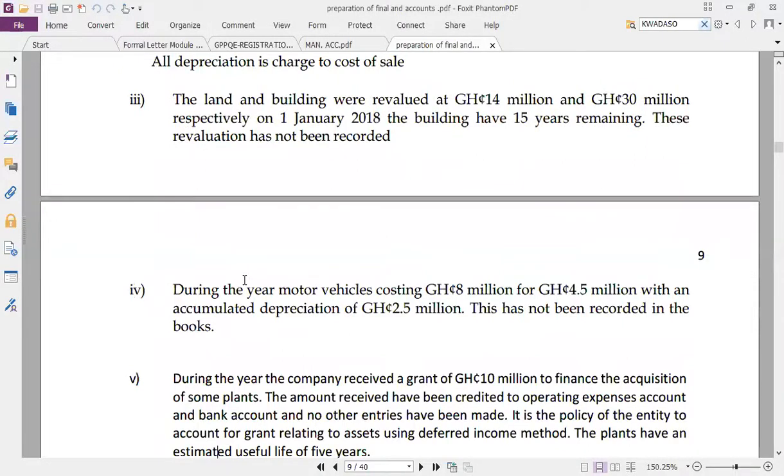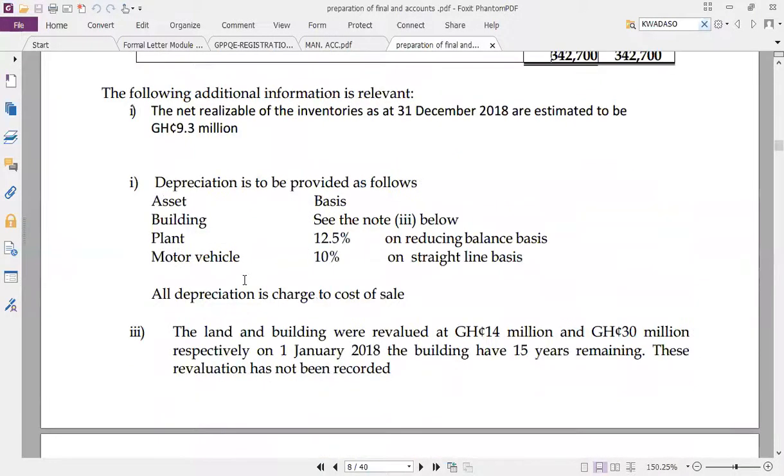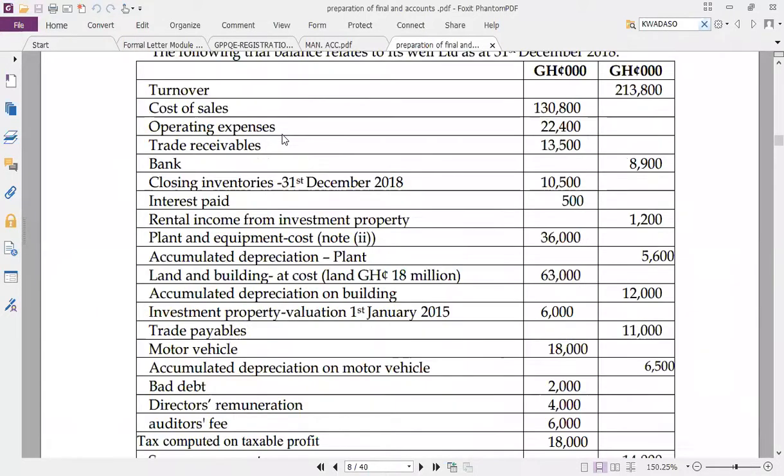So note one suggests that the net realizable value of the inventories as of 31st December 2018 is estimated to be 9.3 million. So how do you treat this in the book? According to IAS 2, inventory must be measured at what? The lower of cost and net realizable value. So we have to go to the financial position to pick the cost and compare with the NRV.